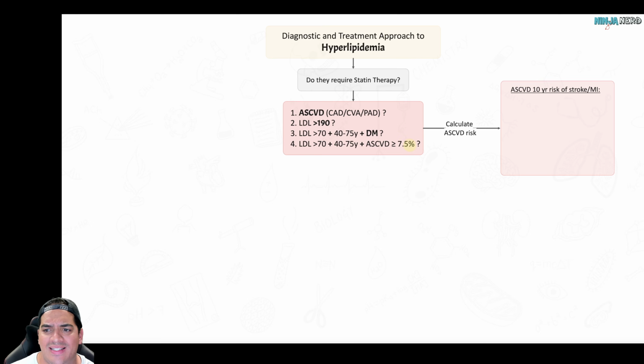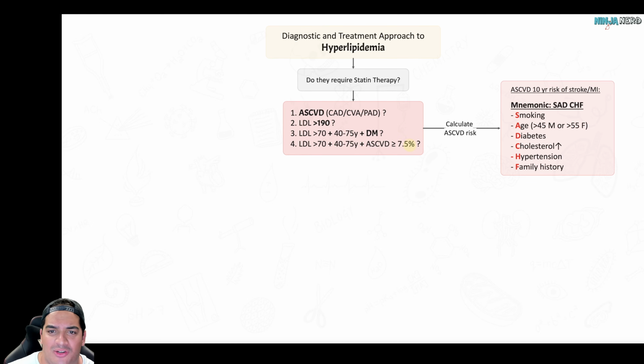And this is going back to that SAD CHF thing. So this is the mnemonic to remember for atherosclerosis. Smoking is a big risk factor. Age is a big risk factor. Diabetes, high cholesterol, especially increased LDL, and even low HDL, which is important to remember, and hypertension and a family history of underlying vascular diseases. So if that is the case and you find that that risk is greater than or equal to 7.5%, okay, they have an indication for statin therapy.